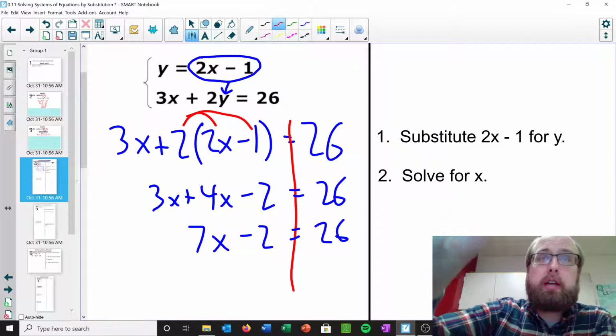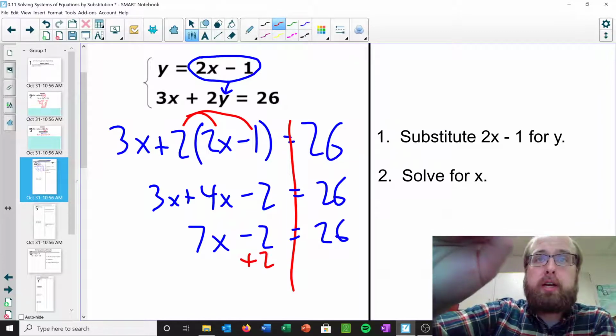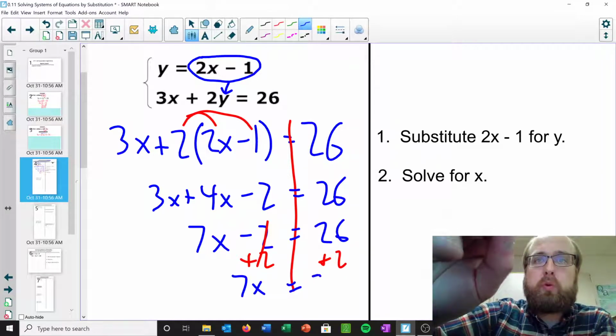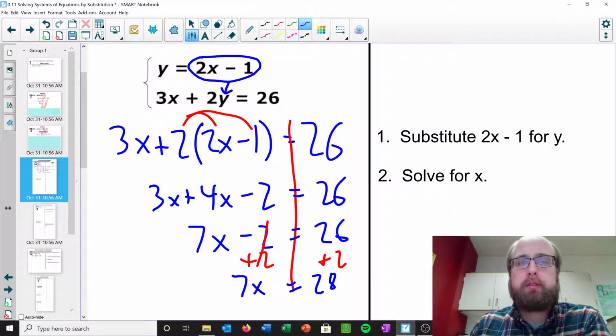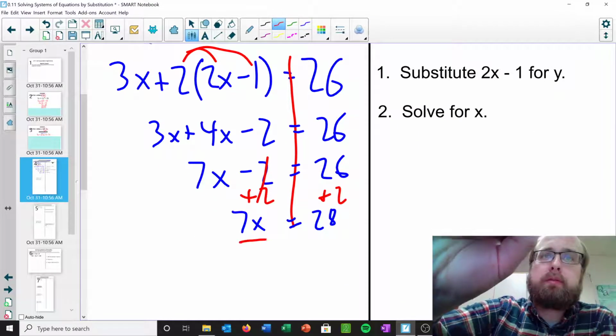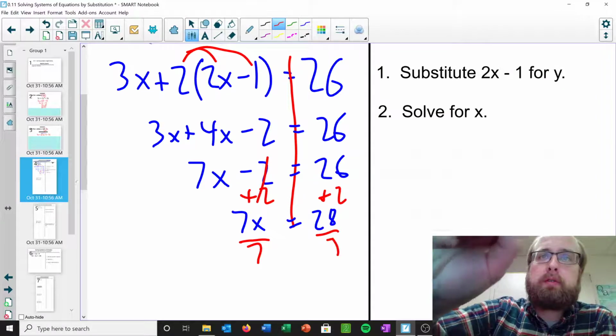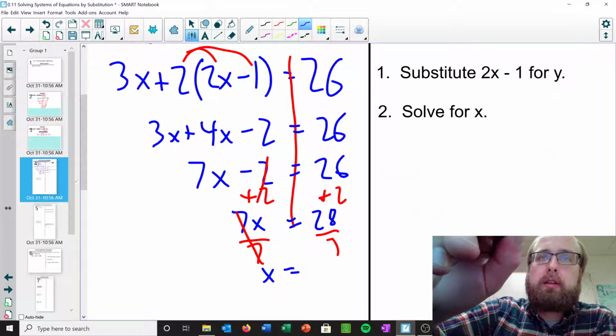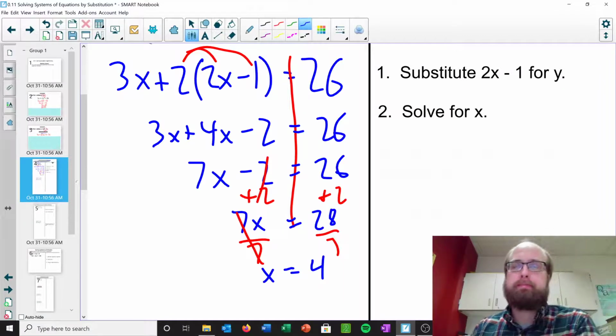And then we just got to get x alone. So I'll add 2 to both sides. We get 7x equals 28. And then divide both sides by 7. And we get x equals 4.